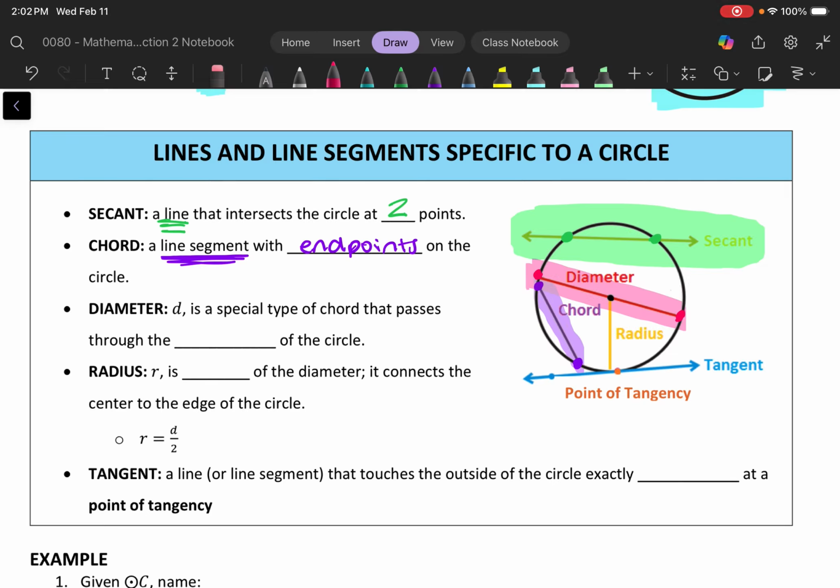Now, I might also notice that that line segment starts and ends on the circle, which means this diameter must also have something to do with being a chord, right? Because a chord is a line segment that starts and ends on the circle. A diameter, I'm noticing, starts and ends on the circle, but it also goes through that middle, right? It intersects that middle point, whatever that point is. So, when we take a look at a diameter, it's a special type of chord, which means it's a line segment with endpoints on the circle. But this chord passes through the center of the circle.